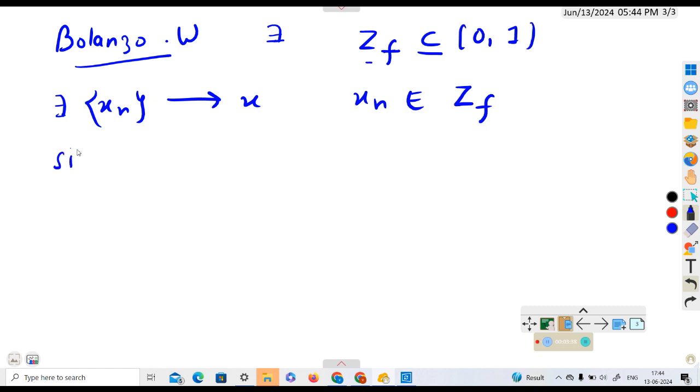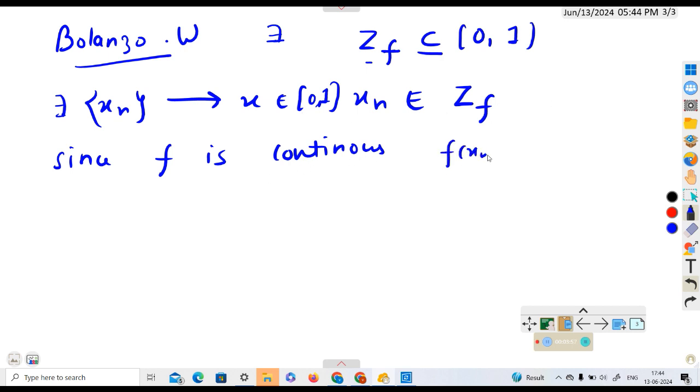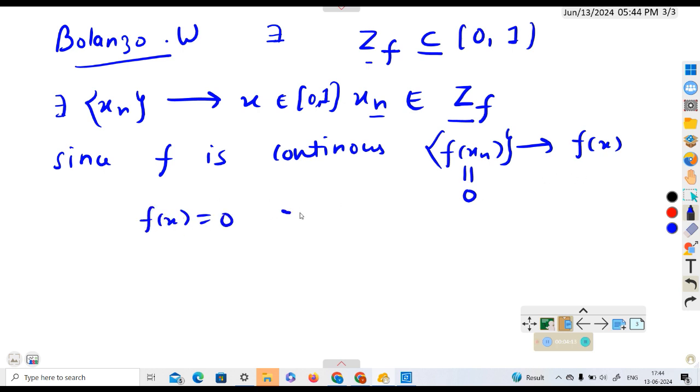Now since f is differentiable, f is continuous. This x must belong to 0 to 1, as 0 to 1 is a compact set, so every limit point exists in it. There is no doubt in that. Since f is continuous, f(x_n) must converge to f(x). Now these are all zeros, as x_n belongs to Z_f, so f(x_n) must be 0. So this implies f(x) is equal to 0, so x must also be a zero of f.